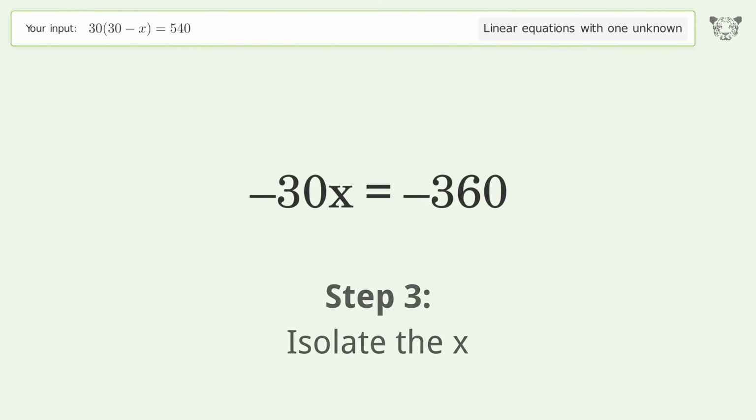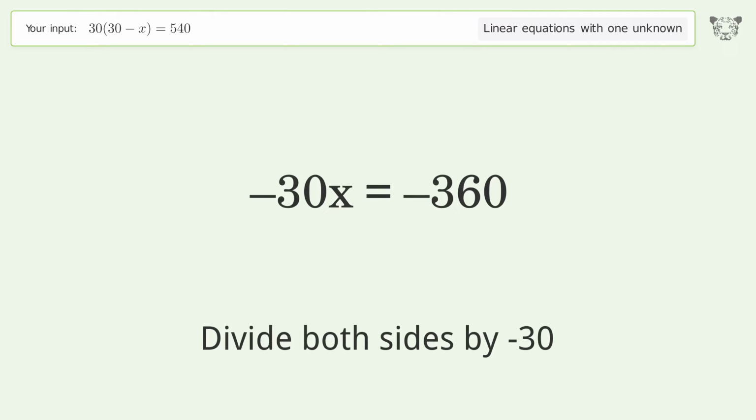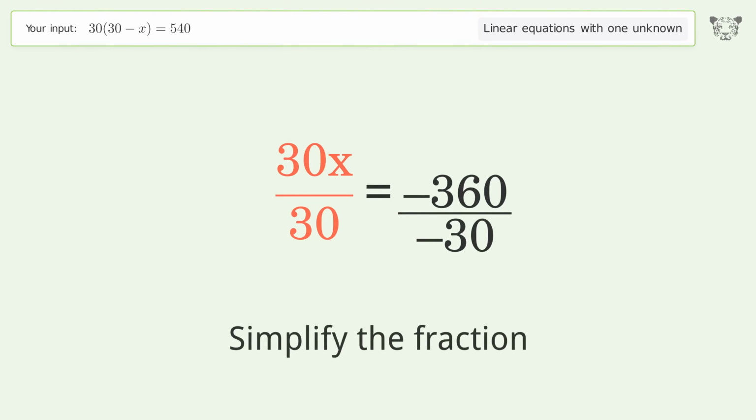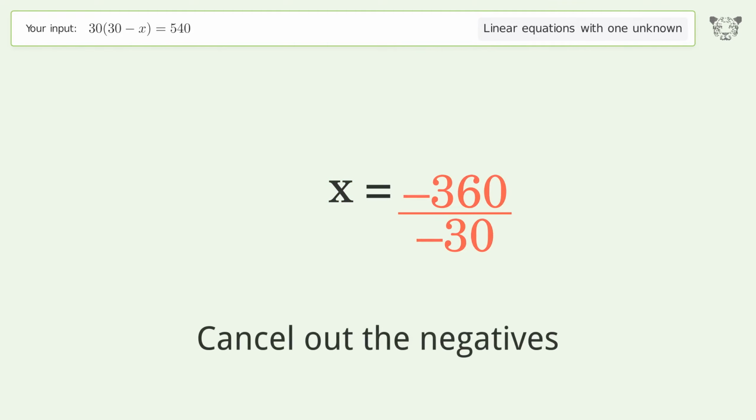Isolate the x. Divide both sides by -30. Cancel out the negatives. Simplify the fraction. Cancel out the negatives.